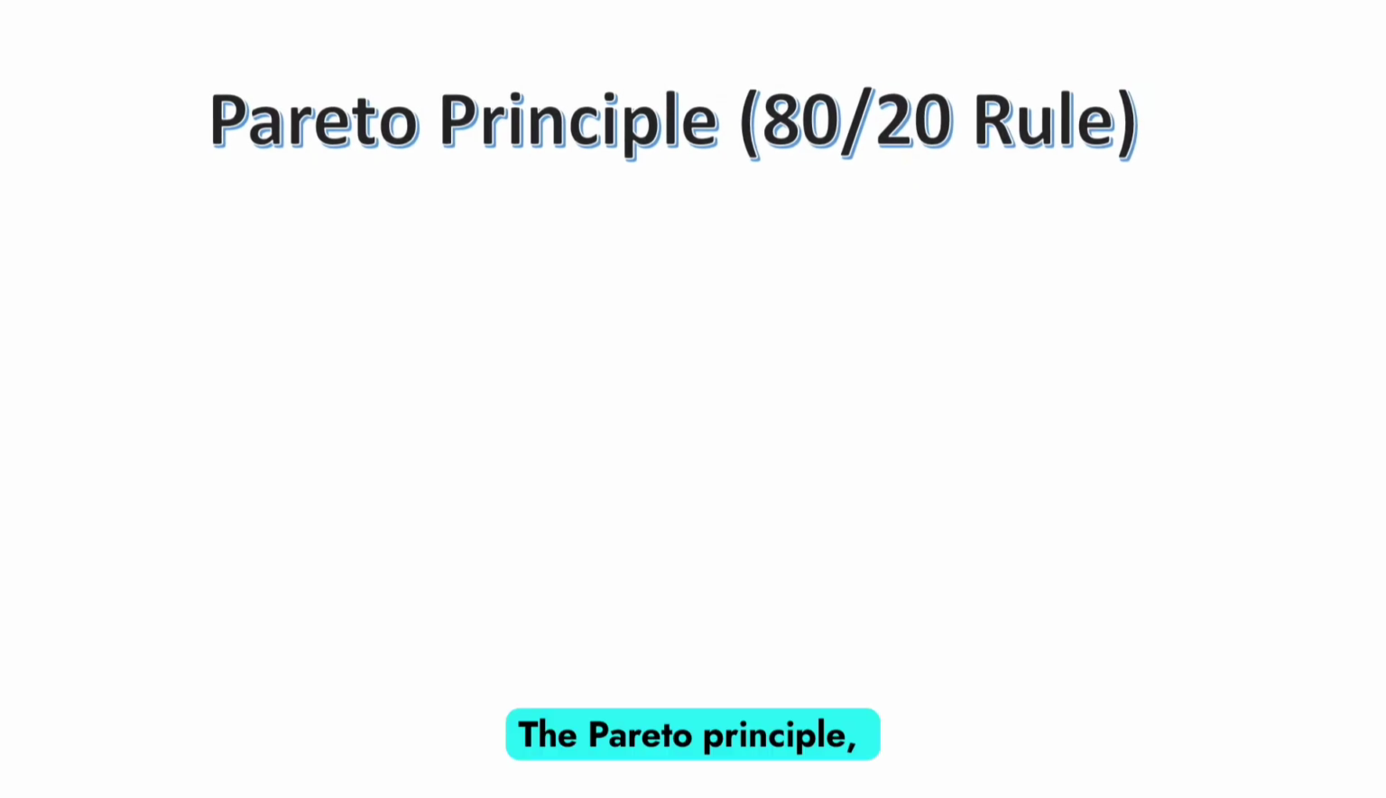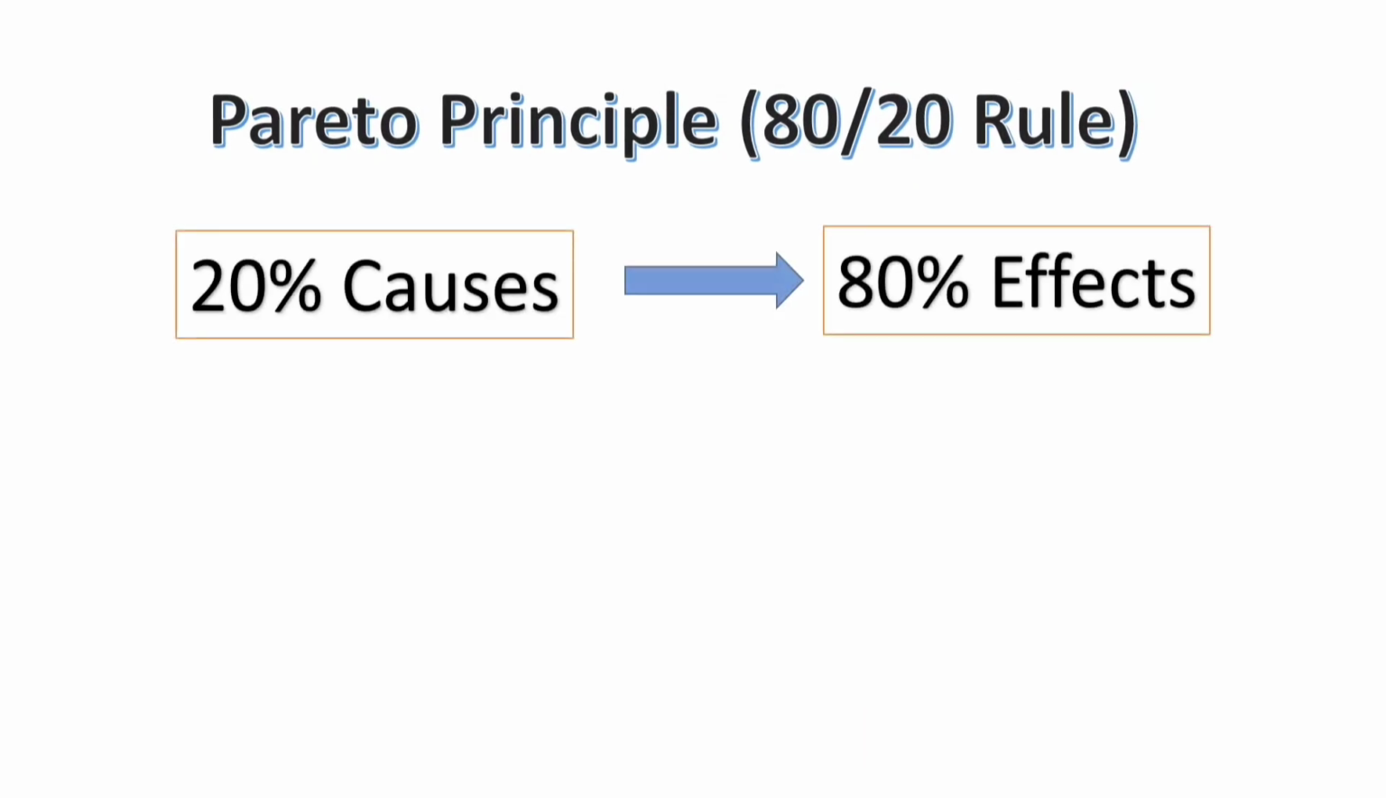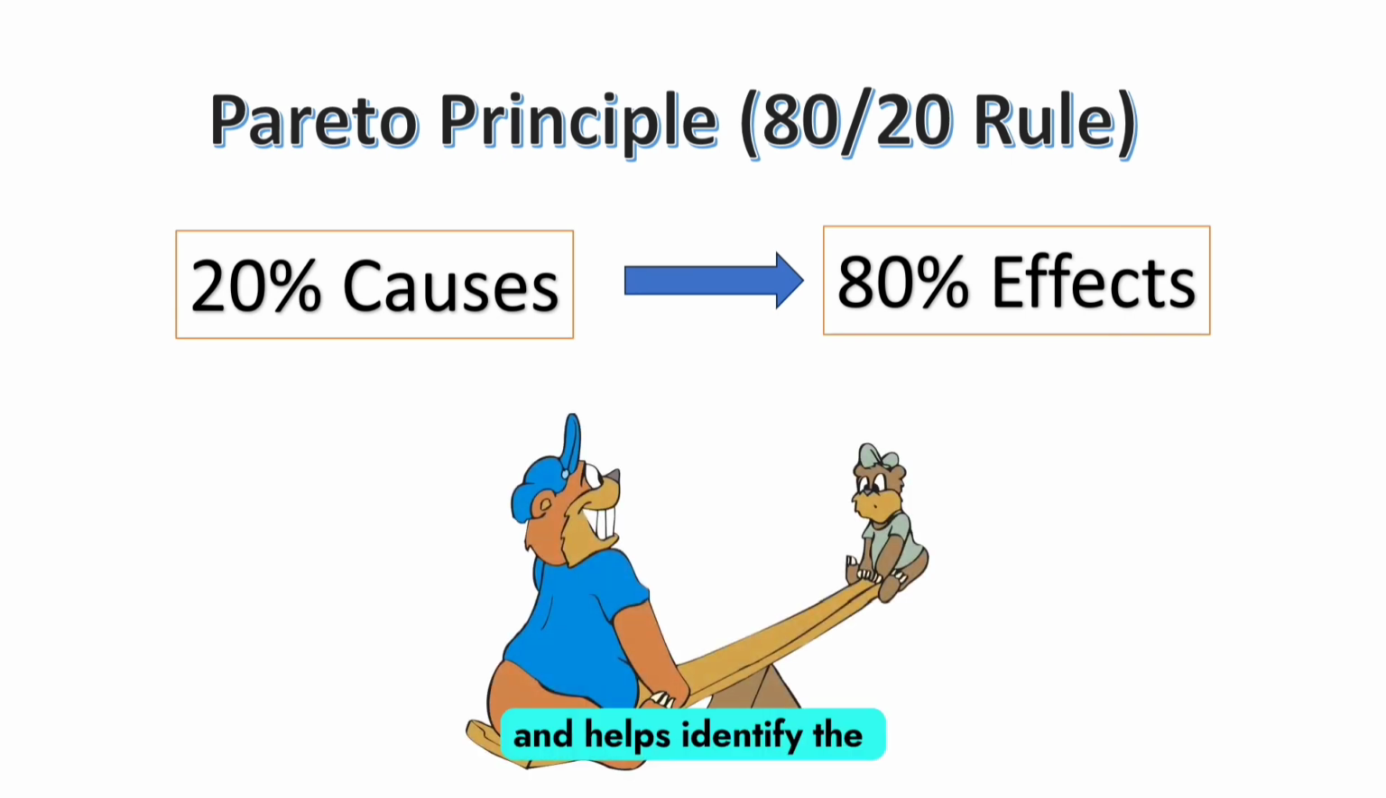The Pareto principle, also known as the 80-20 rule, states that roughly 80% of the effects come from 20% of the causes. It does not have to be exact 80-20 each time, but this principle actually highlights the imbalance between inputs and outputs and helps identify the most significant factors that contribute to a particular outcome.